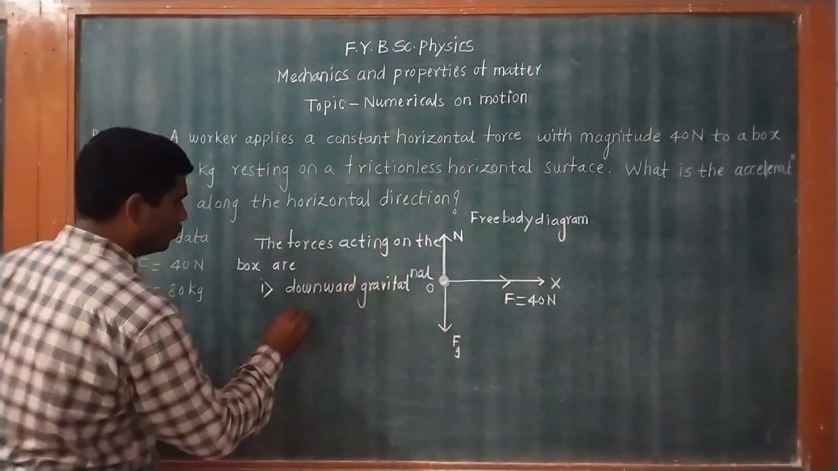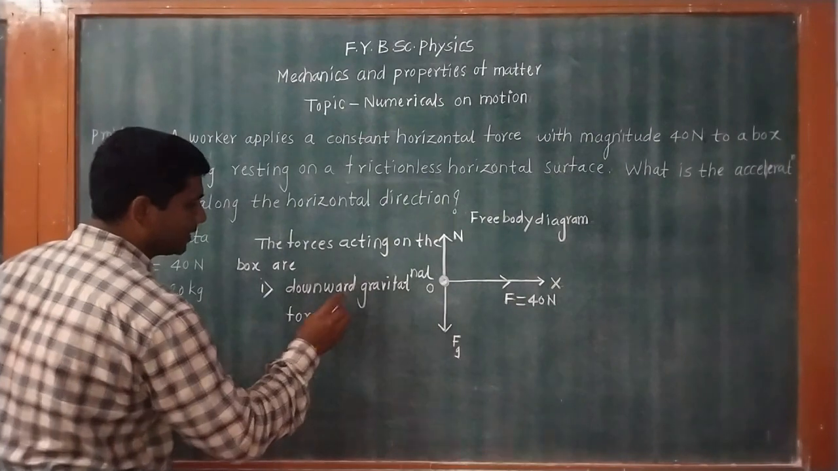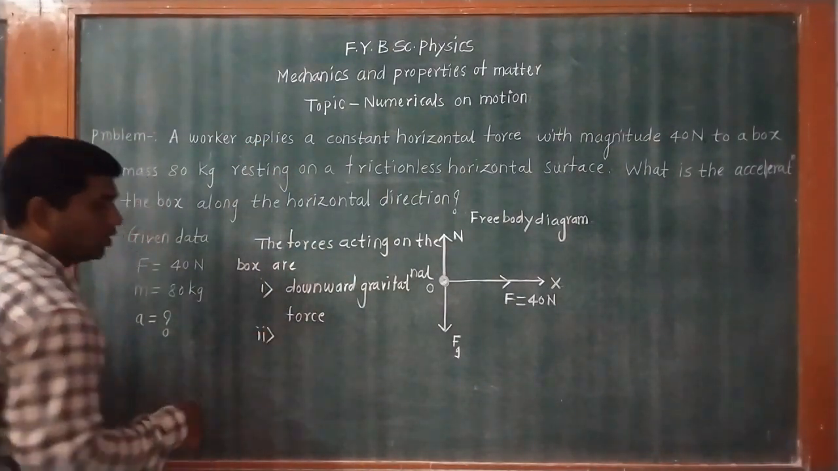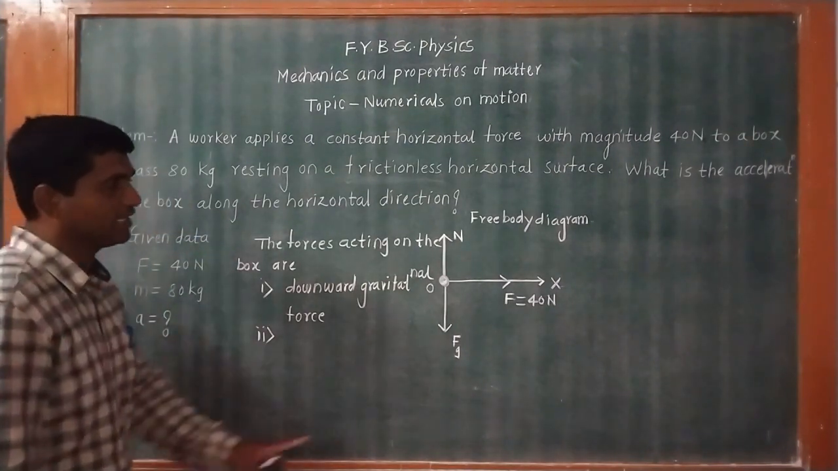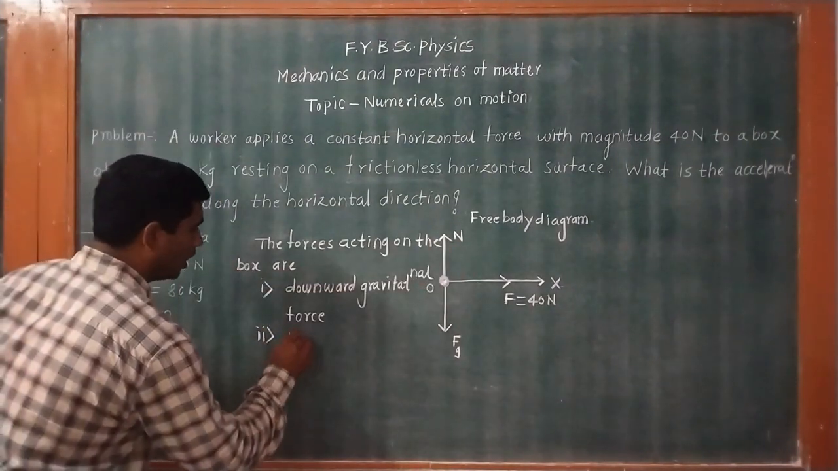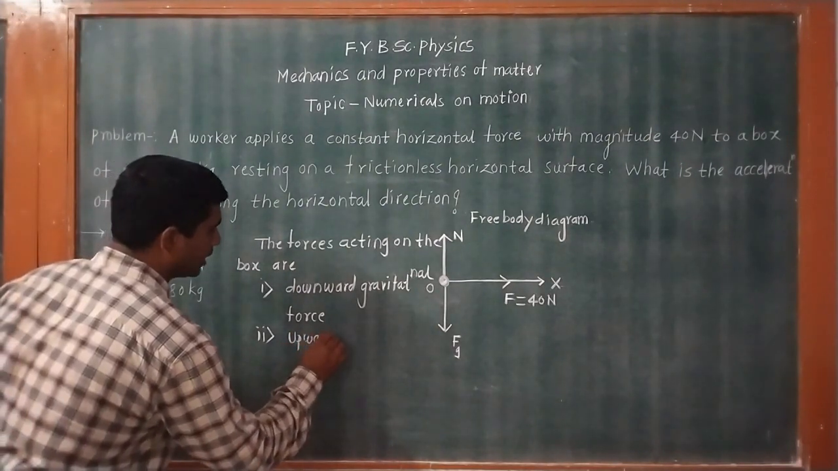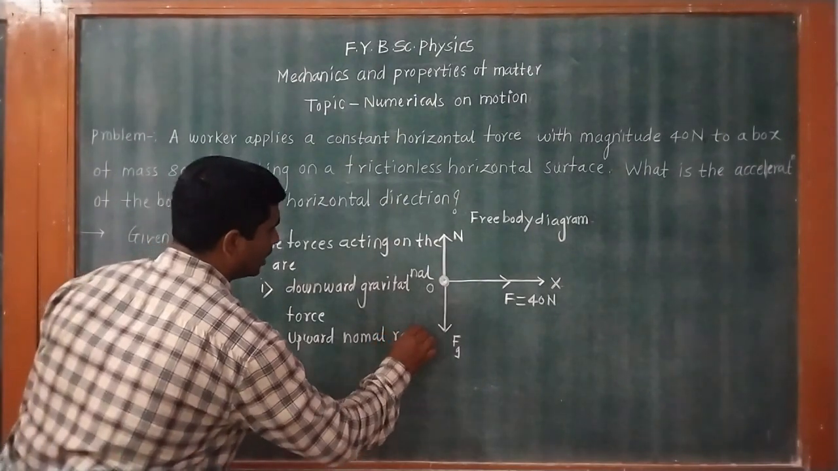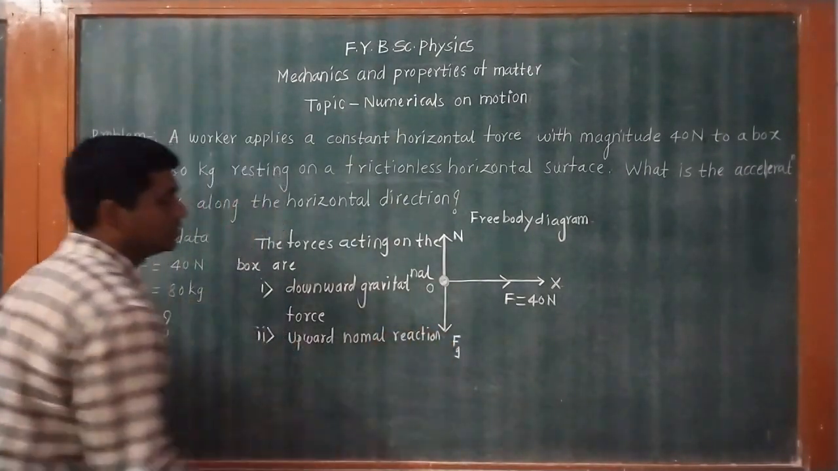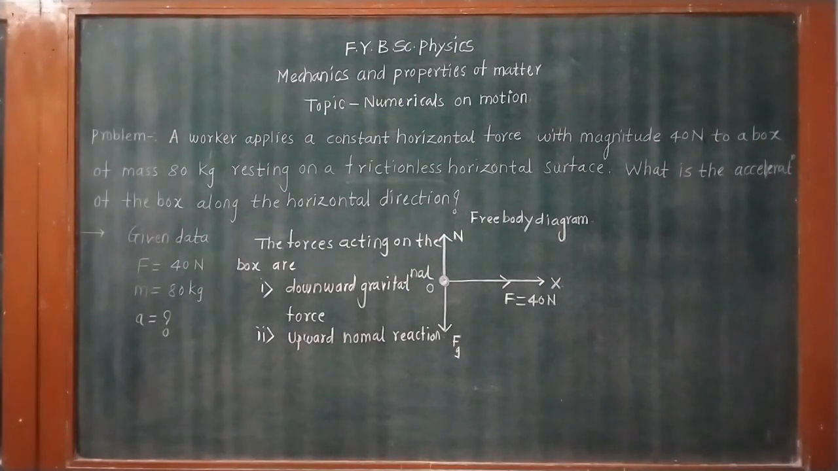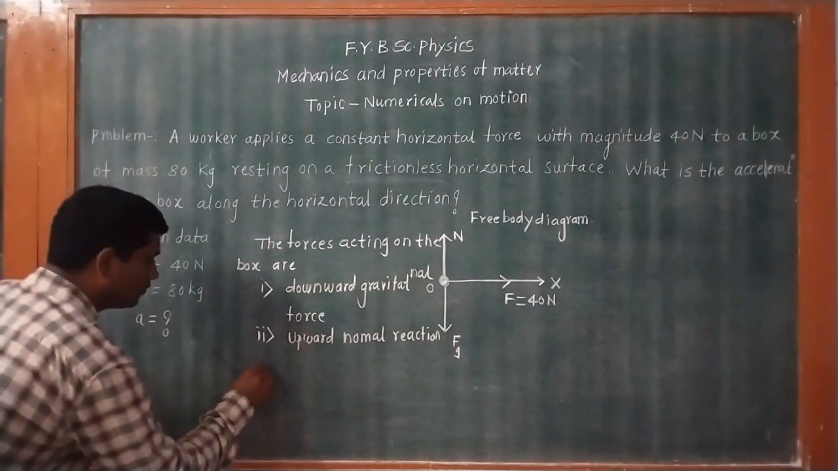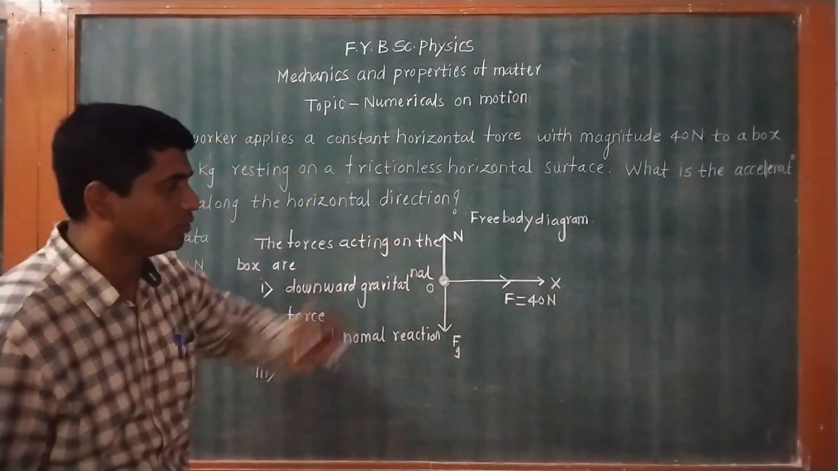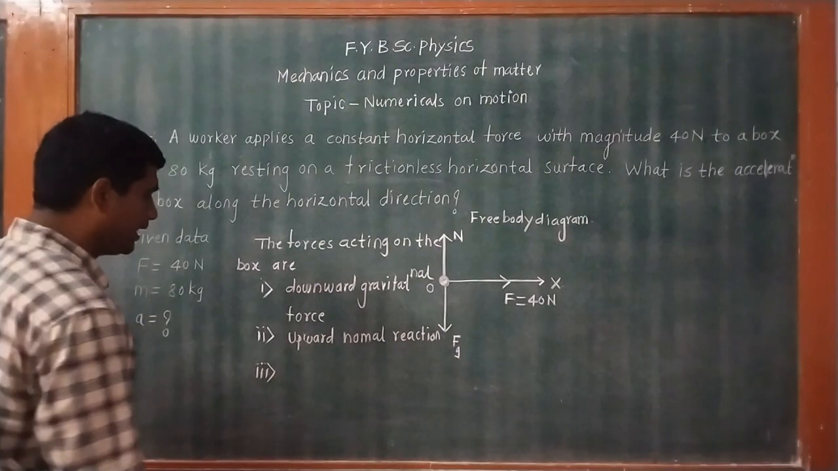Gravitational force is acting in the vertically downward direction. This downward gravitational force is balanced by the upward normal reaction. These two are exactly equal and in opposite directions, so they will cancel each other. The third force acting on the box is the force which the worker is applying, which is in the horizontal x direction.